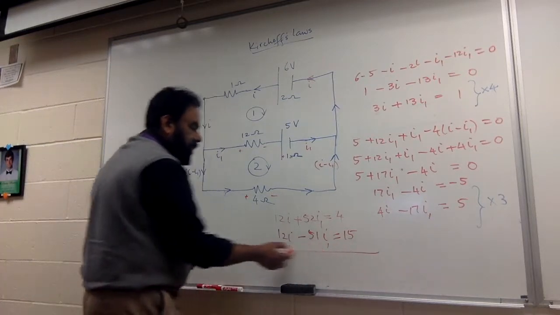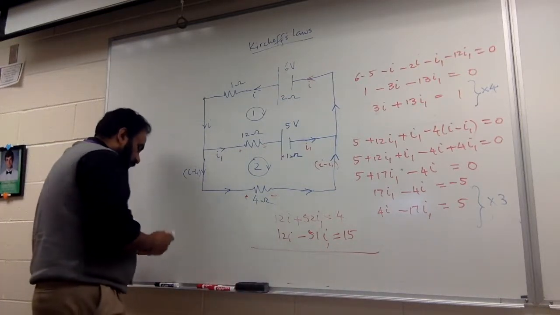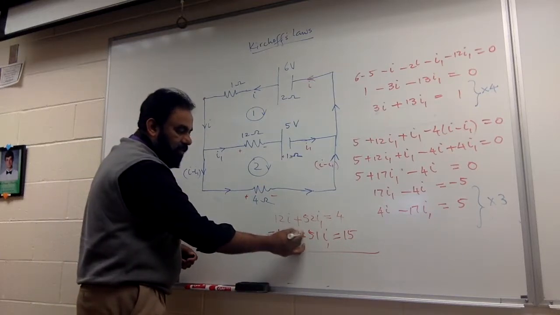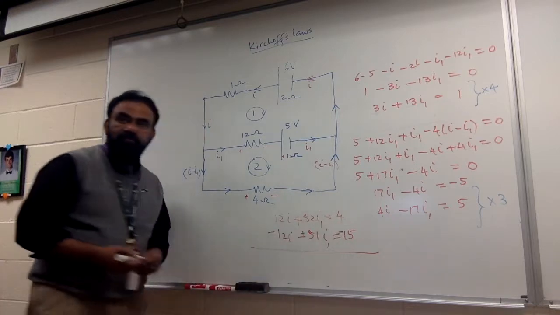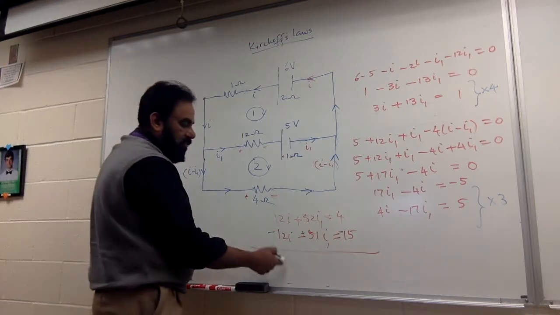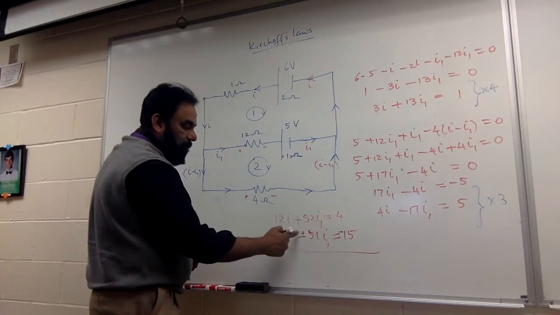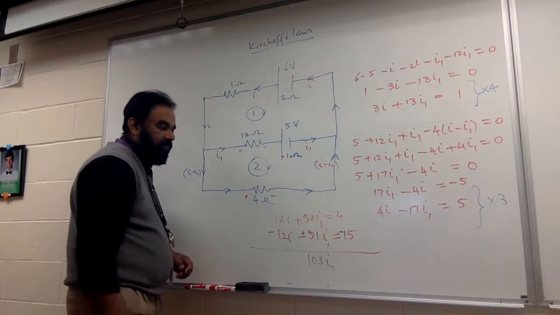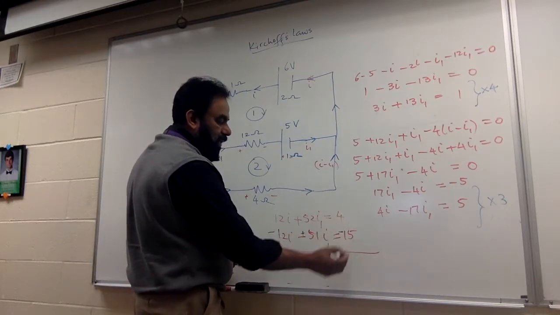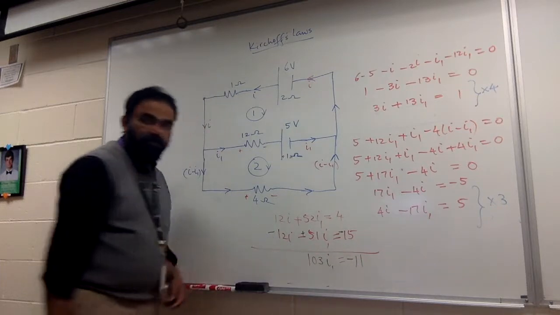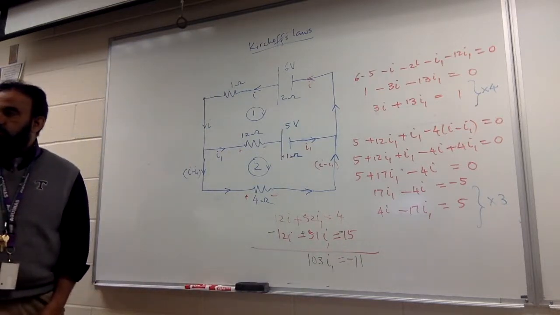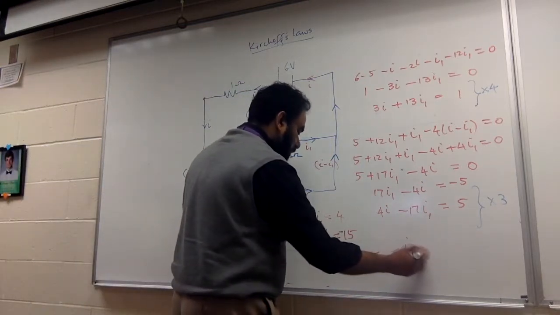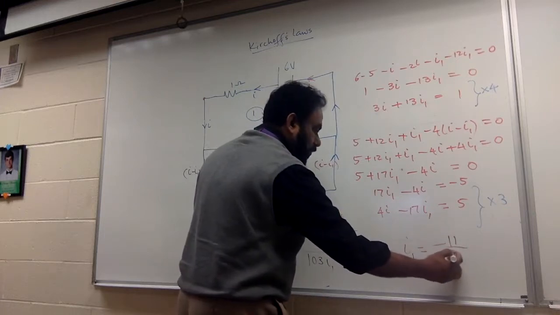Now you can subtract. If you subtract this, this sign changes to plus, this sign changes to minus. So you subtract 12 minus 12, 0. 52I1 plus 51I1 is 103I1 is equal to 4 minus 15, which is minus 11. Did anyone get so far okay? Good? Good. And therefore I1 is equal to negative 11 over 103.